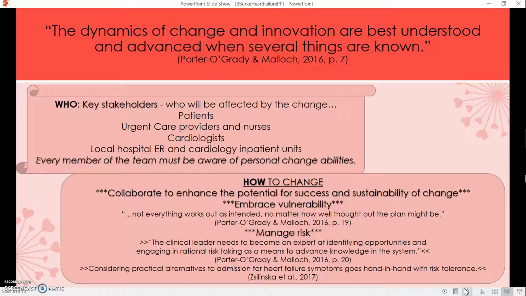How do we change? We collaborate to enhance the potential for success and the sustainability of change. We embrace vulnerability and we manage risk.